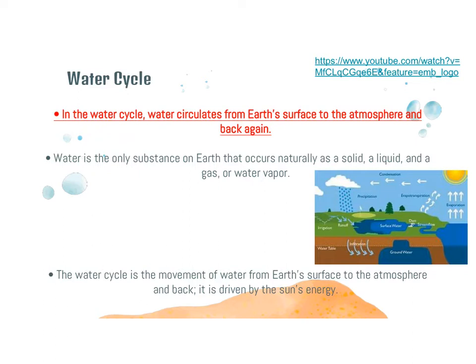So, in general, the water cycle is the movement of water from the Earth's surface to the atmosphere and back, and it is driven initially by the sun's energy. We will watch a video that shows you the different phases of the water cycle.